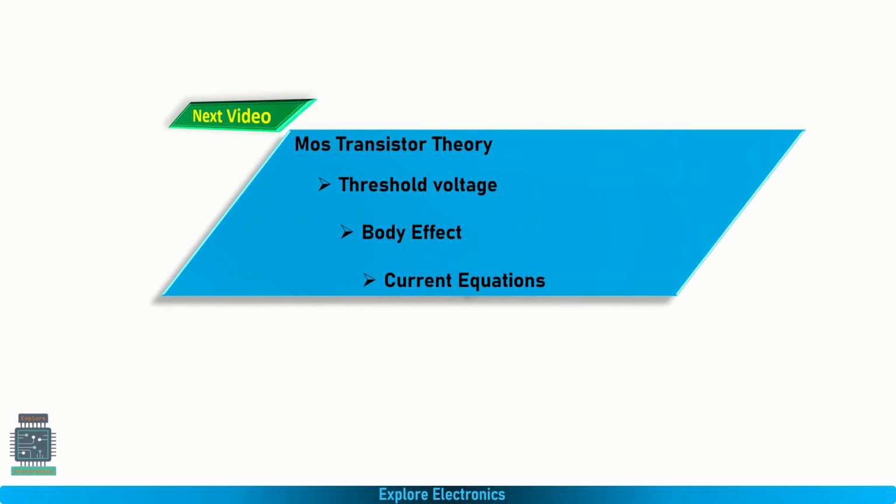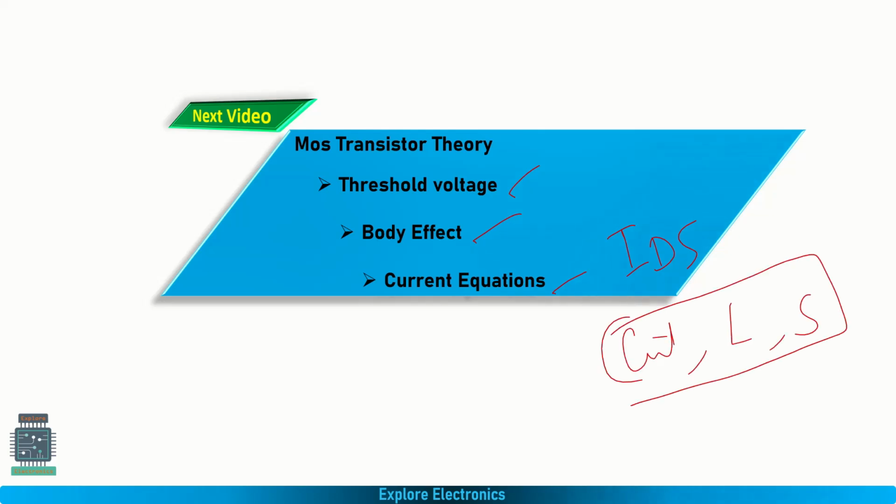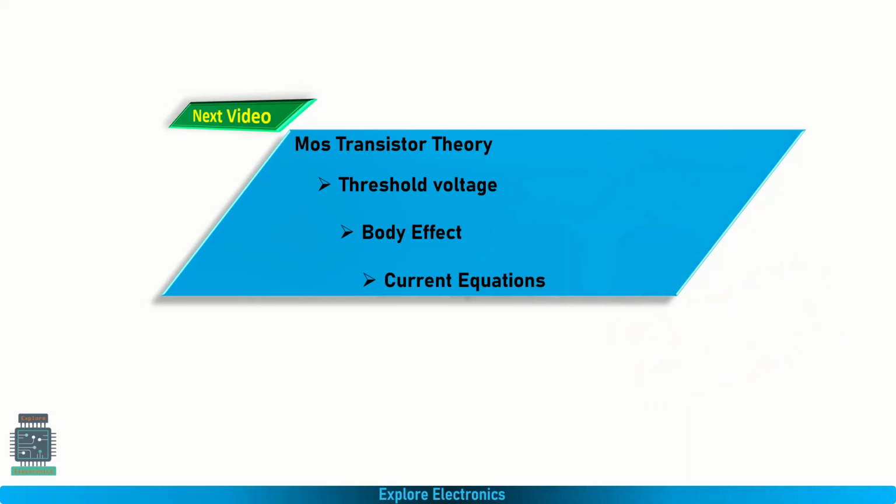In the next video, we will see what threshold voltage is, how we can control it, what the body effect is that affects the threshold voltage of the device, and how we can derive the expressions for current, that is IDS, in the cutoff region, the linear region and the saturation region. That is very interesting. Let us see the derivation in the next video.